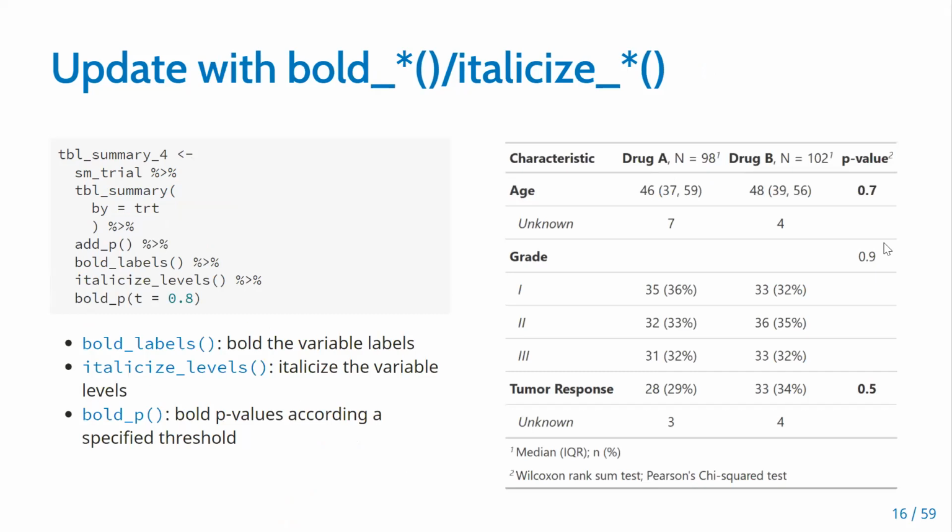So here we are with a couple of styling functions. We're going to go over bold labels, italicized levels, and bold p. I think those are all pretty self-explanatory. Bold labels is bolding the label rows, so age, grade, tumor response are now bold. And italicized levels, we are italicizing the levels grades 1, 2, and 3, also the unknown row when it's there. And bold p is bolding significant p-values. By default, the threshold is 0.05, but to get actually things to bold in this table, we had to increase the threshold to 0.8. So that's what that is doing there.